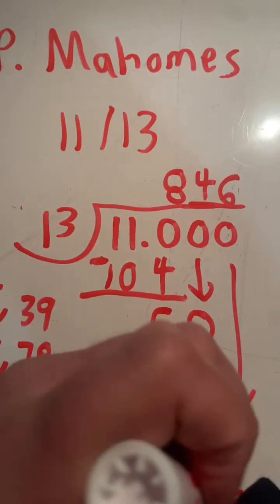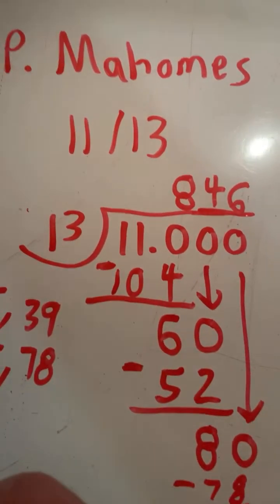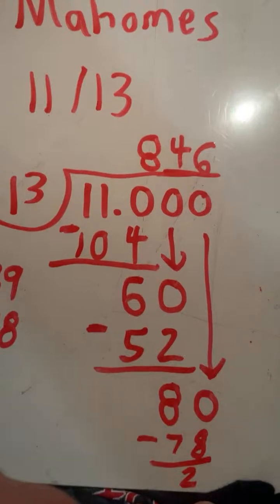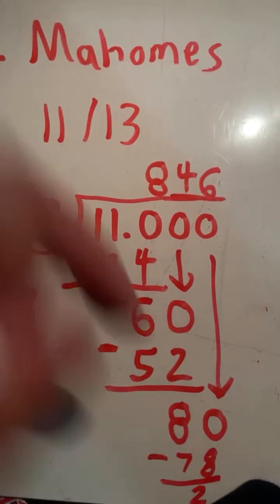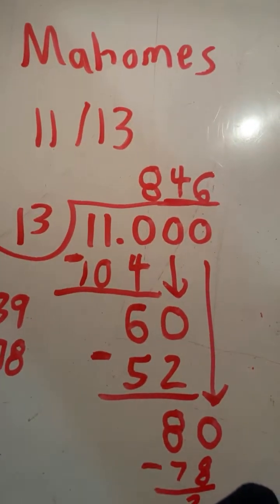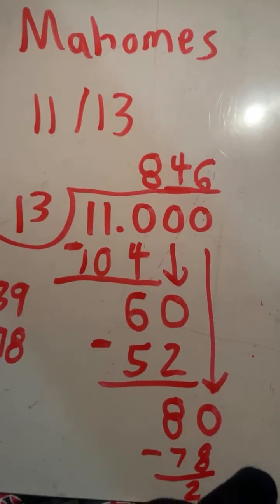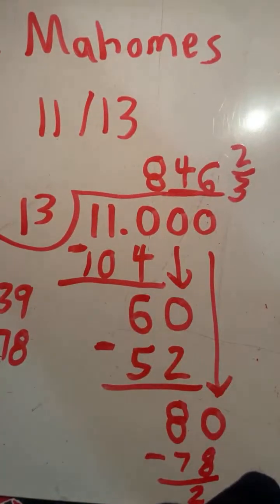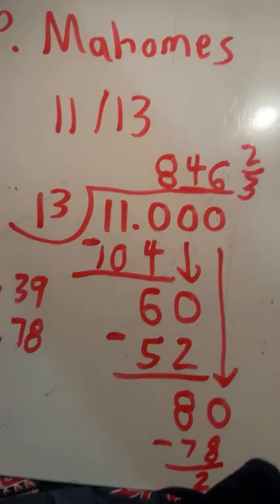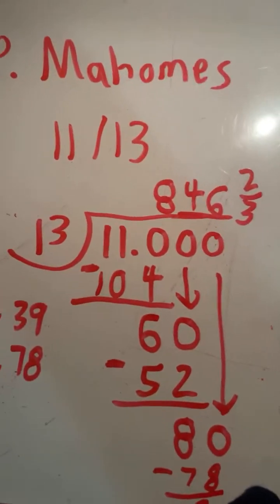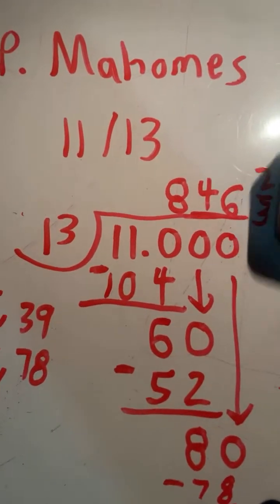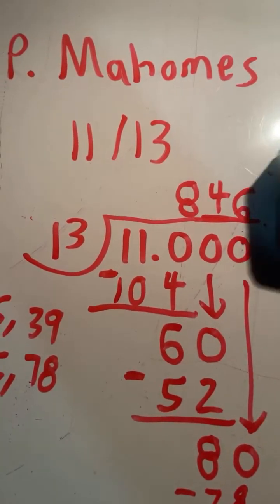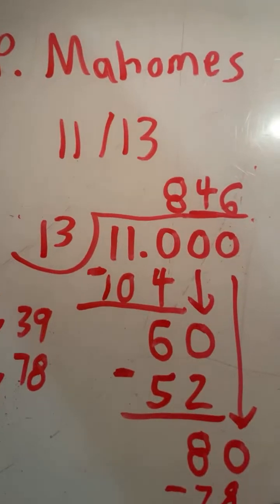80 minus 78 equals 2. So we have a remainder there. And the decimals are going to be ongoing. I can make this a fraction or I can keep going with the decimals, but this is a good approximation of his percentage.